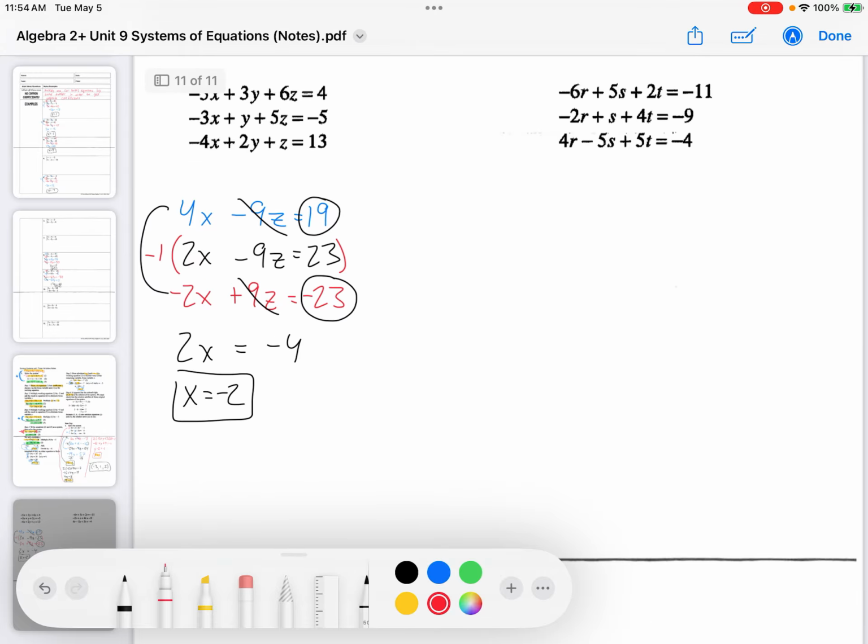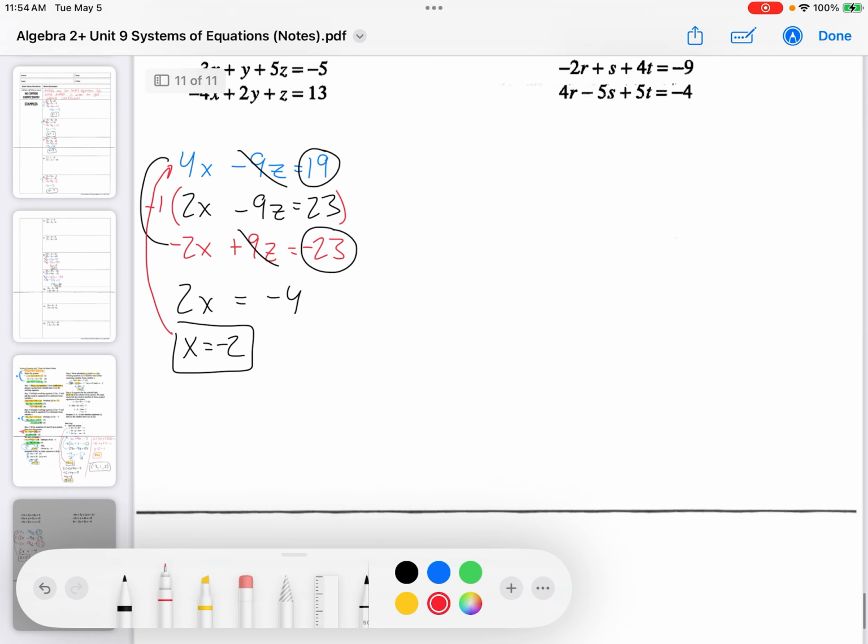Now that we know x equals -2, we can go back and put that into one of our equations. So we could say 4 times -2 minus 9z would equal 19, which means that -8 minus 9z would equal 19. So -9z would equal, if I add 8 to both sides, 27, and divide by -9 gives me that z equals -3.